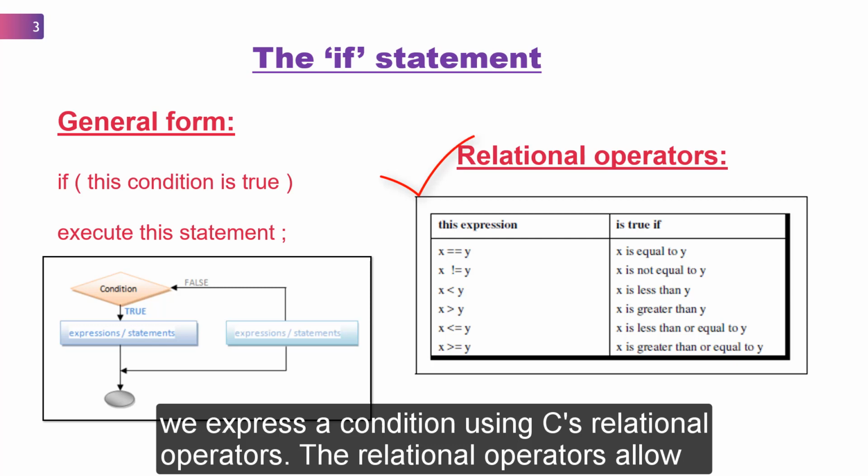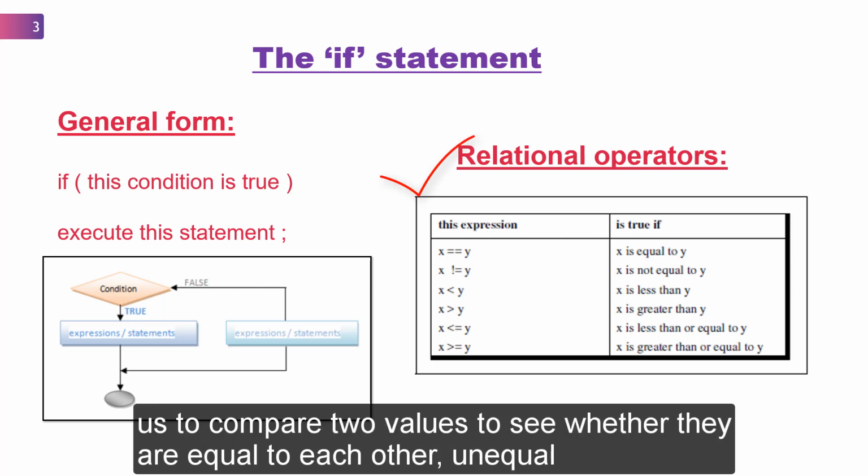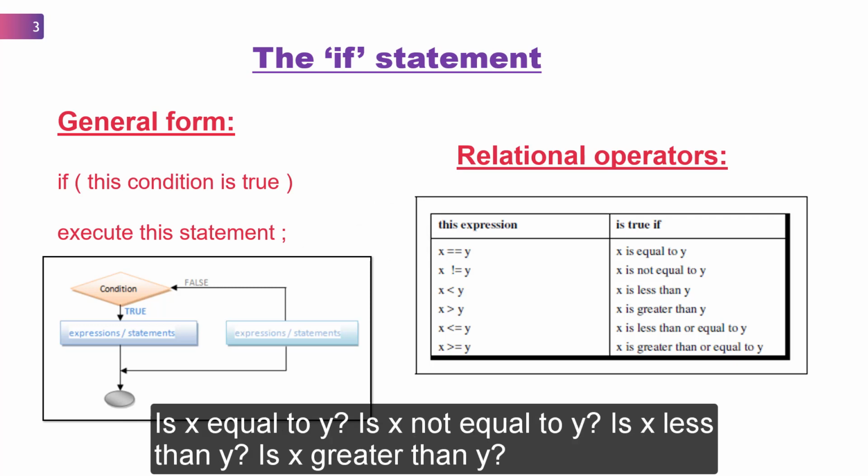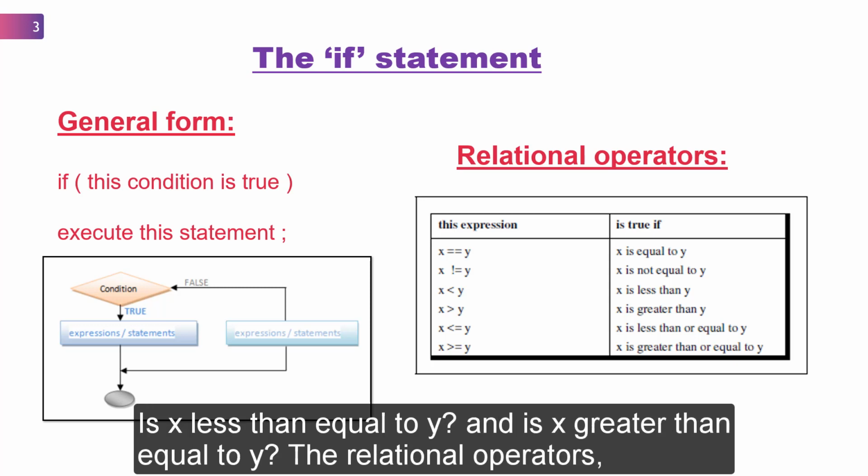The relational operators allow us to compare two values to see whether they are equal to each other, unequal, or whether one is greater than the other. Here is how they look and how they are evaluated in C. Is x equal to y? Is x not equal to y? Is x less than y? Is x greater than y? Is x less than or equal to y? And is x greater than or equal to y?